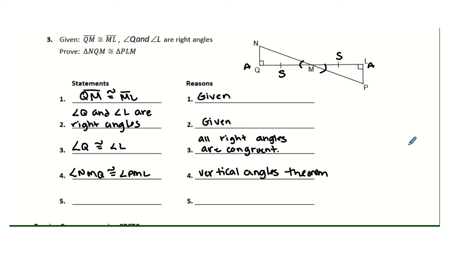And so now we have a side, an angle, and an angle. So we can use our proven statement. So we can say that triangle NQM is congruent to triangle PLM by ASA congruence.